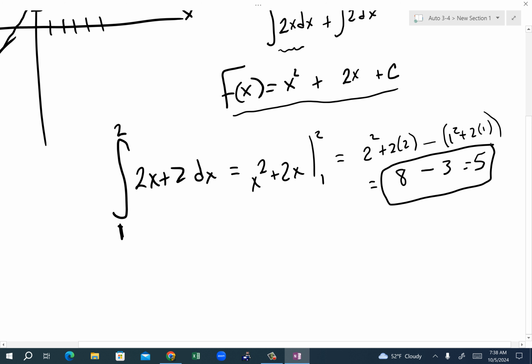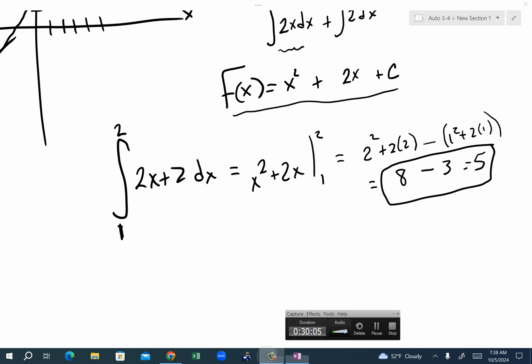Okay? So again, this is the fundamental theorem of calculus. That is the part that I want to talk about in terms of that. Now, just one moment, please.